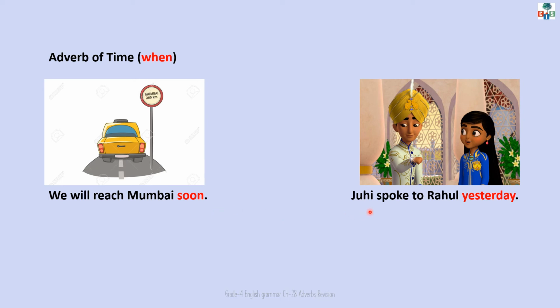Next example. Juhi spoke to Rahul yesterday. Now ask the question with when. When did Juhi speak to Rahul? Juhi spoke to Rahul yesterday. We get the answer yesterday. So yesterday is an adverb of time in this sentence. Some examples of adverbs of time are now, today, tomorrow, then, last night. So, to identify an adverb of time in a sentence, ask the question with when.